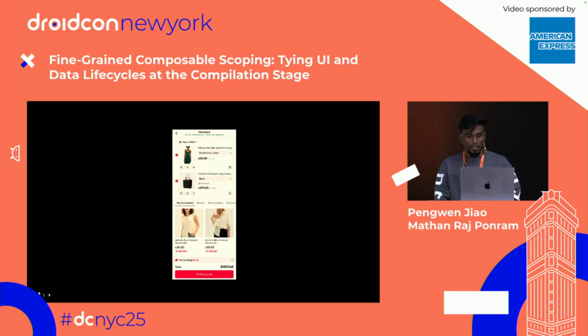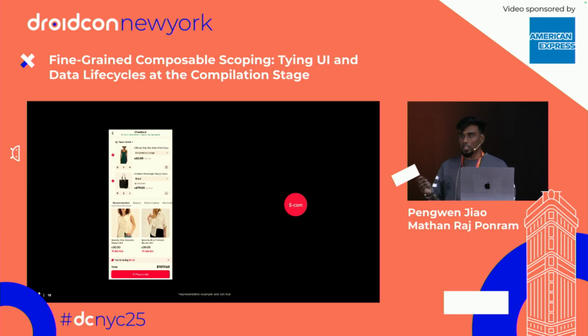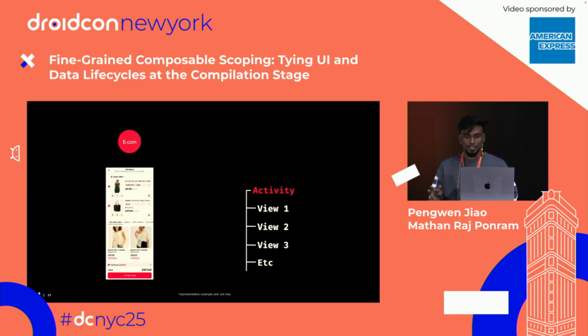So let's say this is the checkout screen of the TikTok app. You have checked out items and also recommended items, and then you have a total price and also the place order. Let's say this is built by the e-commerce team, and probably let's say there is only a small number of developers who started building the screen. Probably they would start with something like this. There is an activity, and there are a couple of recycler views, text views, and everything, right? And again, all the examples that I'm going to be presenting today are representative examples and not real at TikTok.